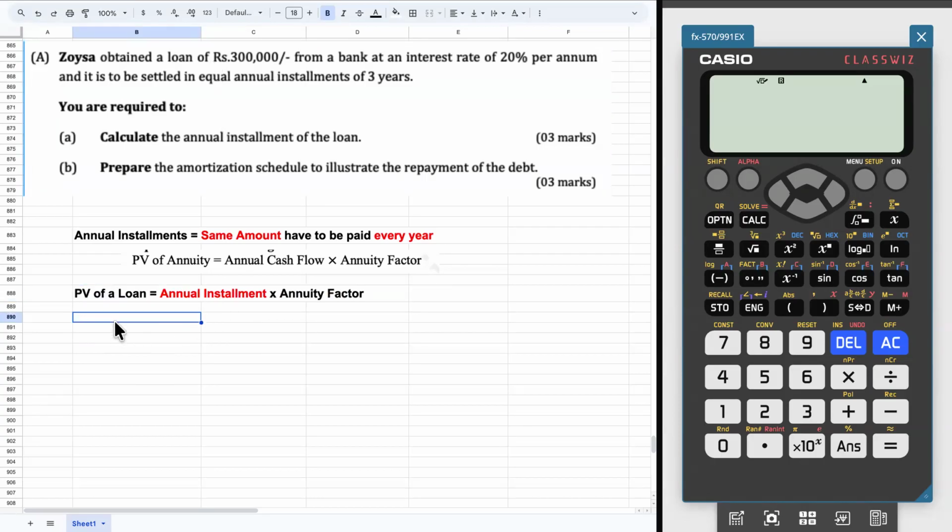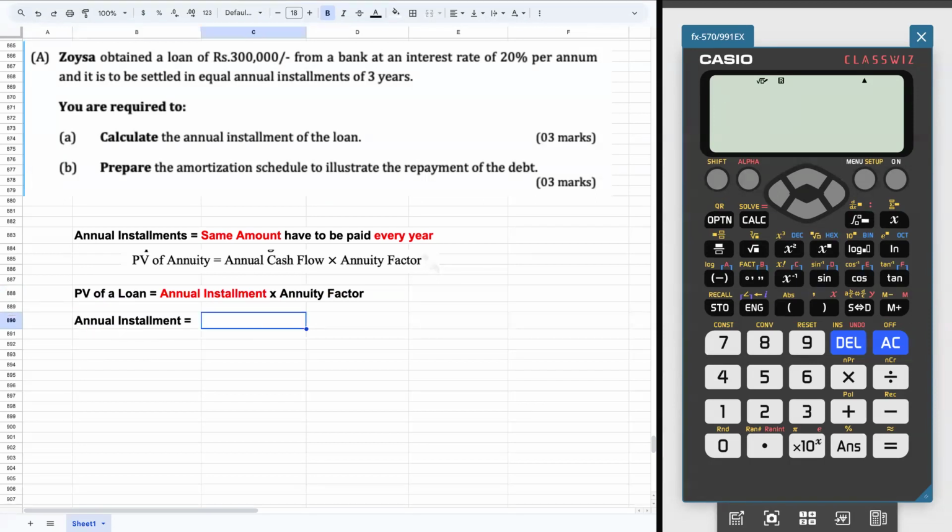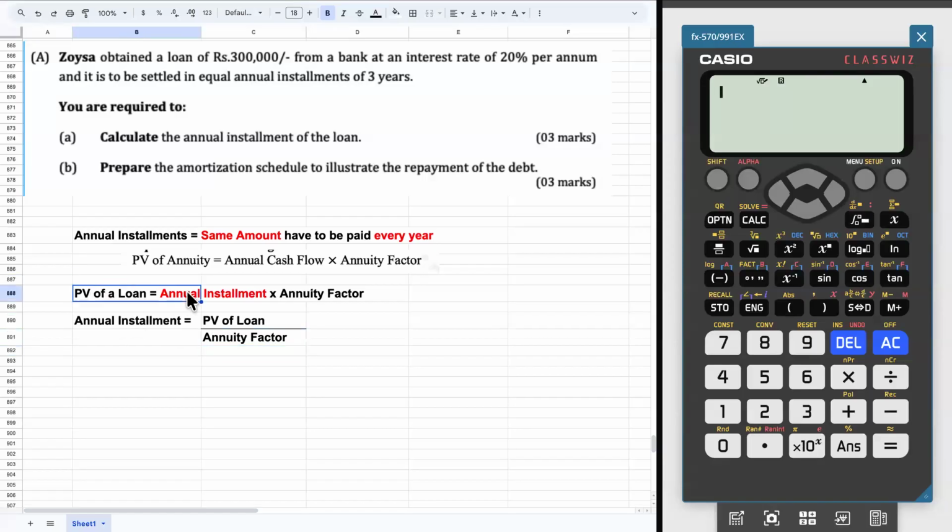So always, my dears, please remember the formula I'm going to create now. The annual installment is equal to present value of loan divided by annuity factor. Simply, I took this annual installment, which is a multiplication, so if we take it to the left side after the equation, it will be a division. This is the formula you have to remember for your exam purpose, right?